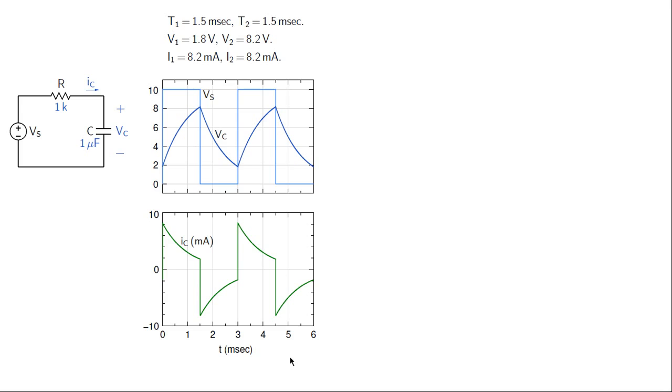So all is well, and our analysis seems to be correct. Let us now look at the implications of charge conservation. If you recall, we expect the area under the IC curve in the T1 phase and in the T2 phase to be equal in magnitude, and that does seem to be the case. This area is equal to this area here.